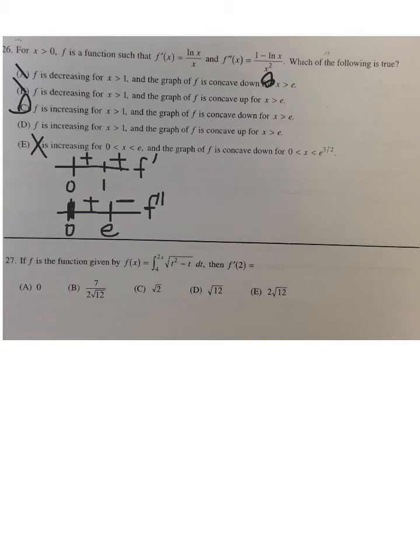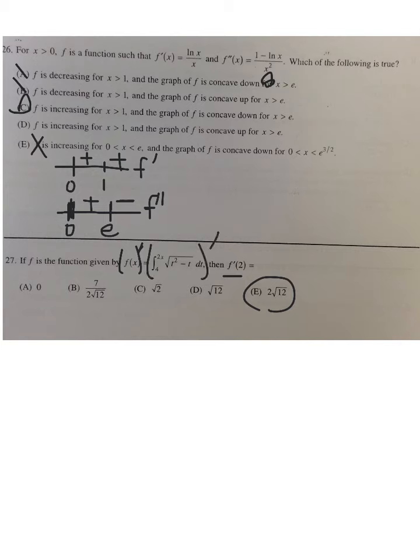Okay, for 27, the answer is E. The answer is choice E. Okay, so they want f prime here, and so that would mean that I'm going to take this and take its derivative, but if I do that to one side, I do it to the other.